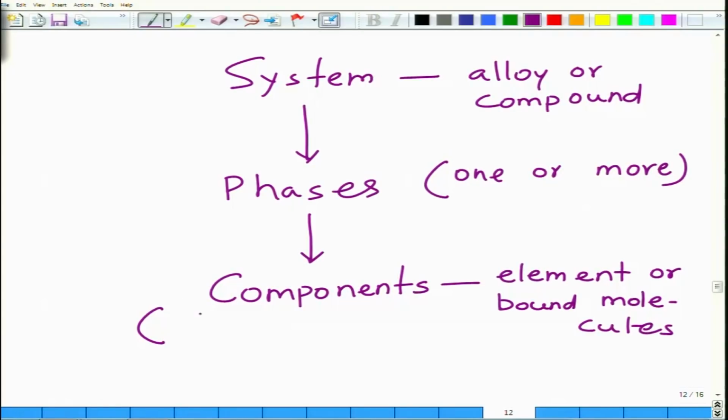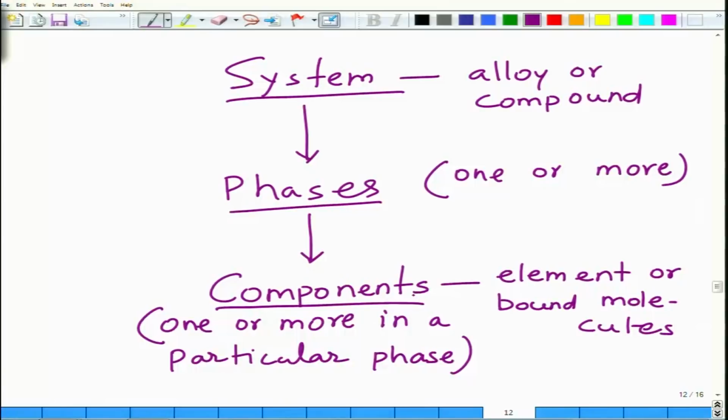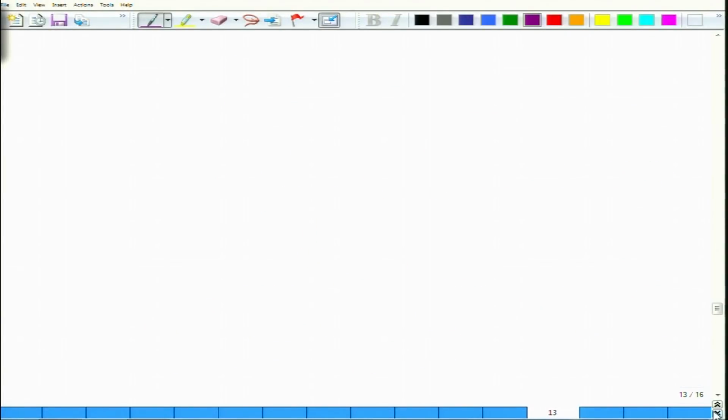So you can have one or more in a particular phase. Three thermodynamic definitions that we follow: system, phases and components, and this is the hierarchy in which they are arranged with respect to each other. So basically you can say components are nothing but ingredients which are present in a given phase under certain set of thermodynamic conditions, mostly temperature, pressure and composition.